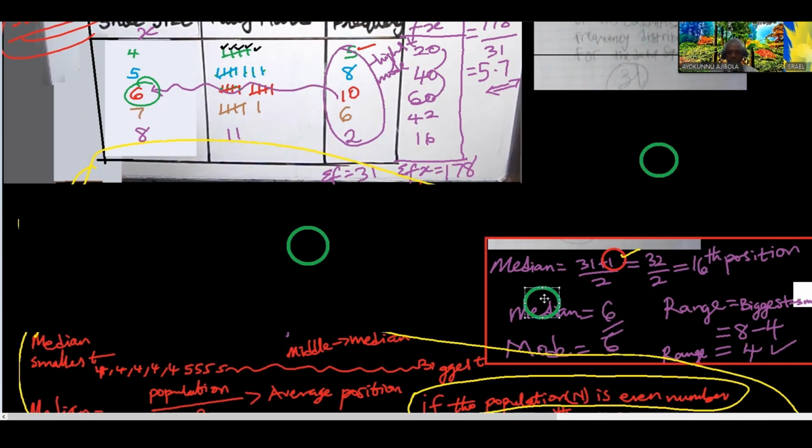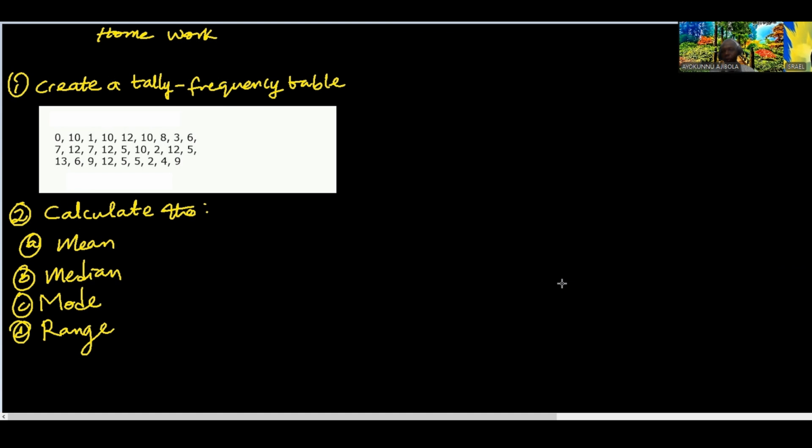Good. Then the mode is the number, out of all of these 4, 5, 6, that appeared most. So 6 appeared 10 times, which is the highest frequency, and that is our mode. Then range is the biggest number minus the smallest number. The biggest in the data set is 8, the smallest is 4. So 8 minus 4 gives us 4. That's our range. Now we have this question that you were given as an assignment before.